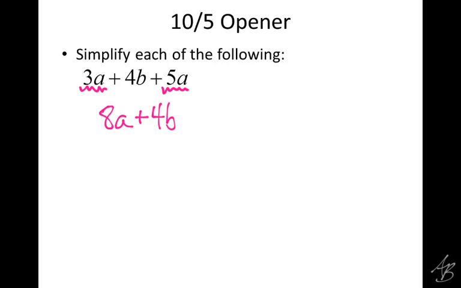But that's not going to change because we didn't do anything. We didn't combine it with anything. So it's still just a 4b. And that's as simple as the answer gets. Now, let me ask you this. Does it matter if we say 8a plus 4b or 4b plus 8a?